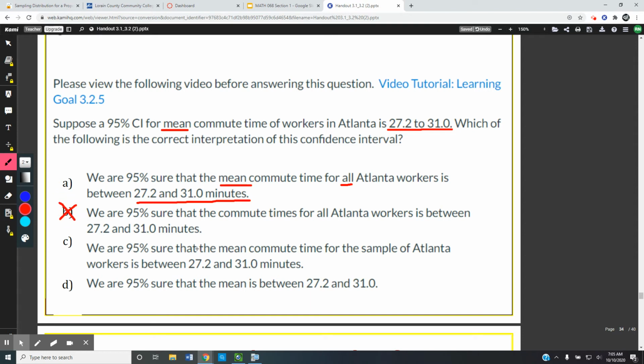We are 95% sure the mean commute time for the sample. See the word sample? Not going to happen. We are 95% sure the mean of what? We have no idea what the mean even is. That one's missing all kinds of stuff. So letter A is as good as we thought it was.